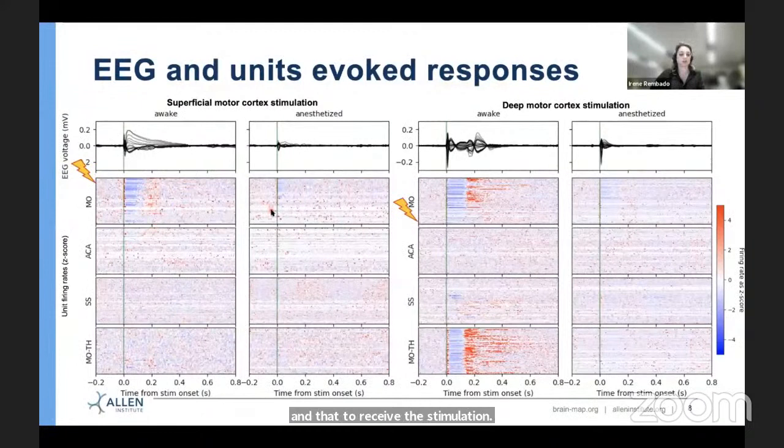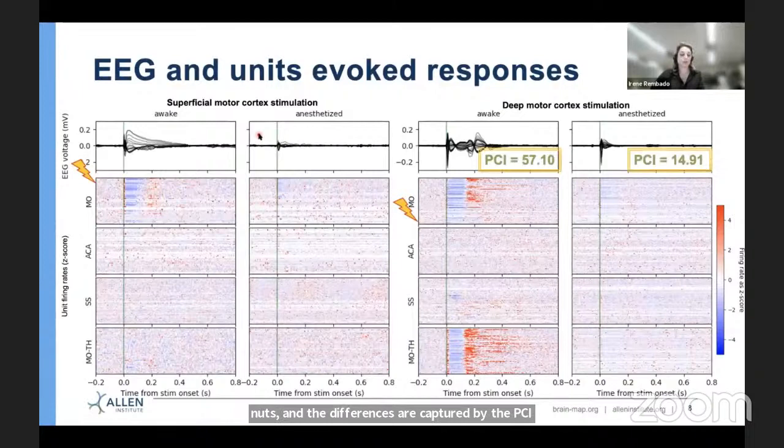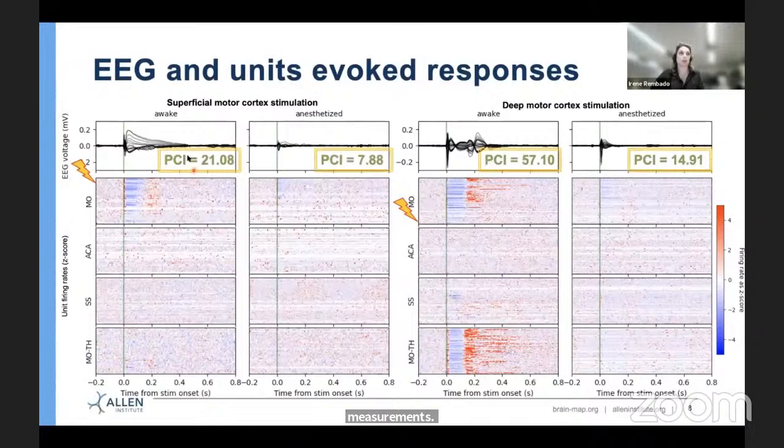These differences in the unit activity translate to differences in the dynamics of the EEG signals. And these differences are captured by the PCI measurements. So in both cases, the PCI is higher in the awake state. And we see the highest complexity when we stimulate the deeper layer of the motor cortex.